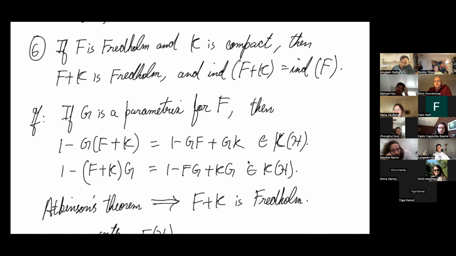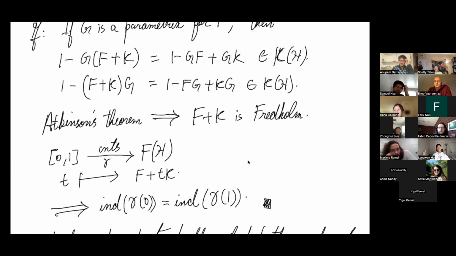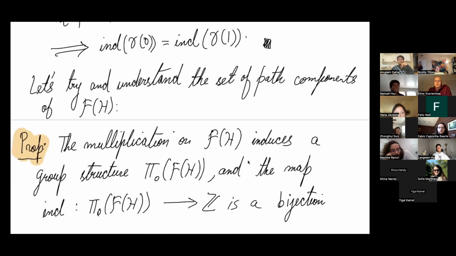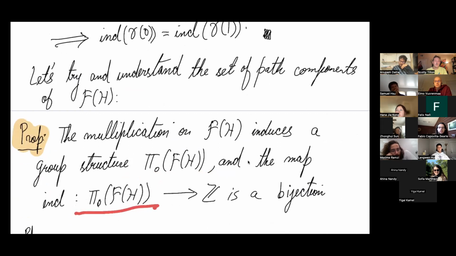Right, but if you think more carefully about this proof, what I essentially showed was that if you have a continuous path in F(H), then the index of the starting point is the same as the index of the ending point. And this somehow tries to give a hint towards what the path components of F(H) could be, or in other words, we can try to guess how to think about pi naught of F(H), the space of path components. And to this end, we have a result which says that if you take the multiplication on F(H), which was again recalled as composition, then that induces a group structure on pi naught. And moreover, the index map, which takes a Fredholm operator and assigns to it its index, is a bijection.